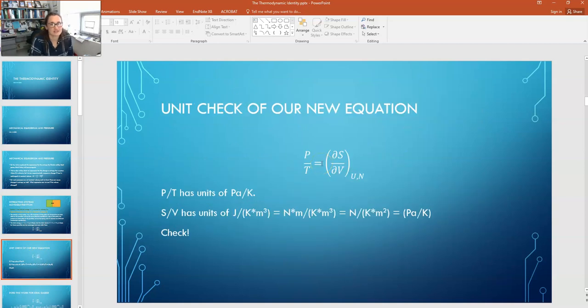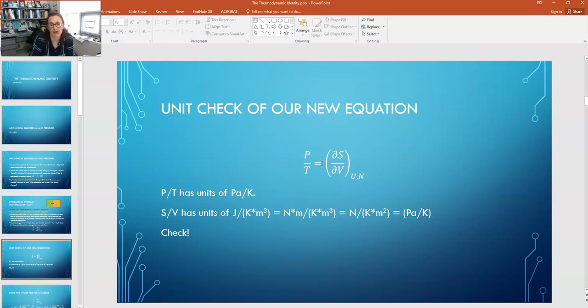Now we can look at this new equation and do a few things with it to make sure, as a sanity check, I guess. So what we can do is look on the left and do a unit dimensional analysis, which is also a useful thing to do. So the SI unit for pressure is the Pascal, which is the Newton per meter squared, and the SI unit for temperature is the Kelvin. So that means that on the left, P over T has units of pascals per Kelvin.